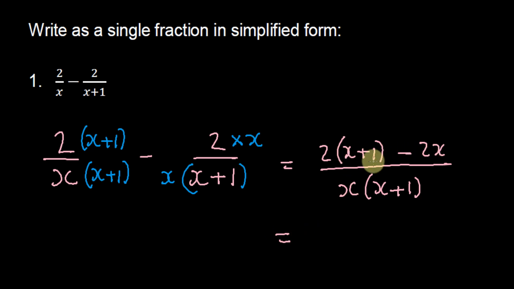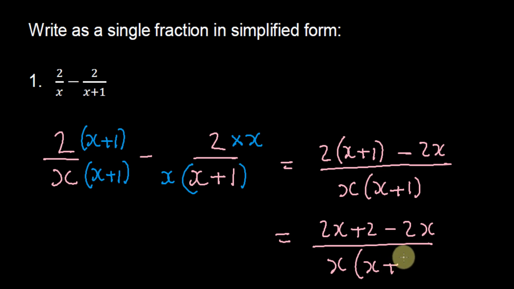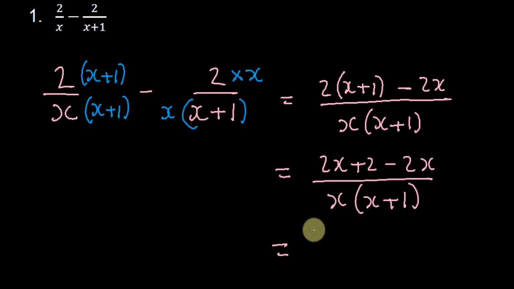Now we simplify the numerator only. So we're going to multiply out the brackets here. The 2 into the brackets will give us 2x plus 2. We can simplify by adding like terms in the numerator. So 2x minus 2x is 0, and we're left only with a 2. And this is going to be our final answer.